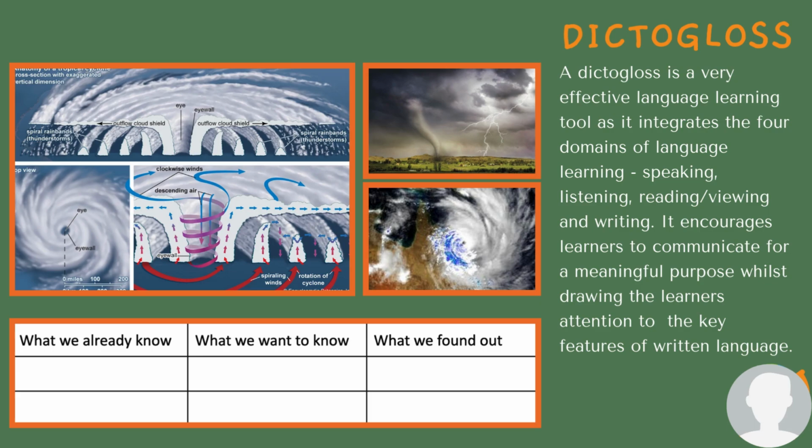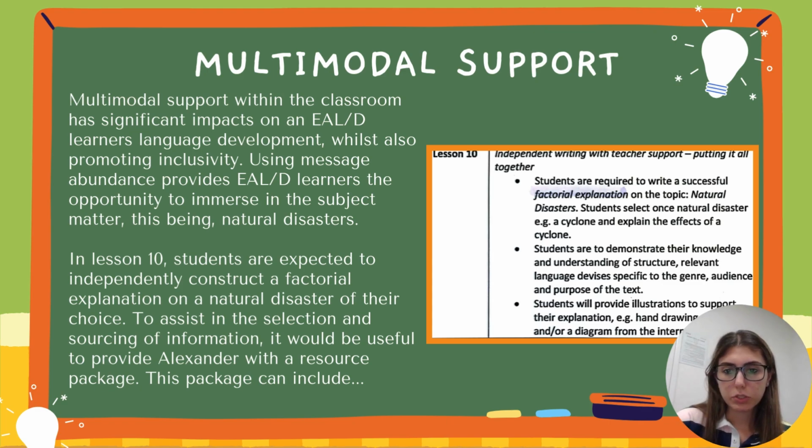In the first lessons of the sequence, a dialogic activity to support students' writing, such as dictogloss, would be an ideal activity to involve all students. This would encourage Alexander to communicate for a meaningful purpose in his writing. Using multimodal support within the classroom allows teachers to make connections to ELD learners in their own cultural practices, which allows for inclusion and engagement.